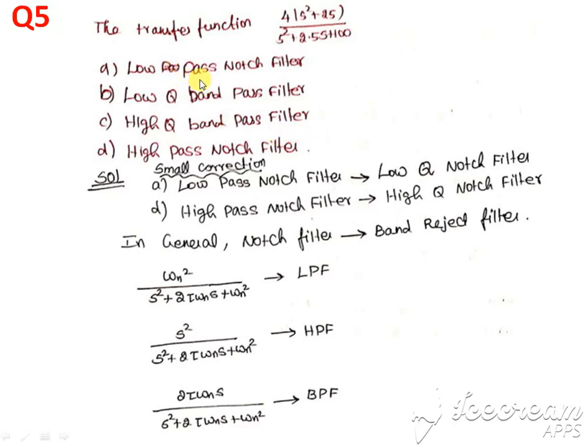I think here, instead of pass, we have low Q and high Q. This is a low Q notch filter. Thank you for watching.